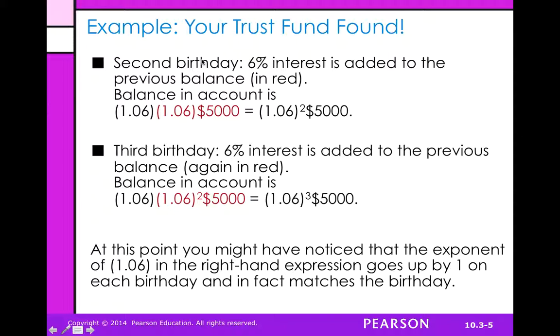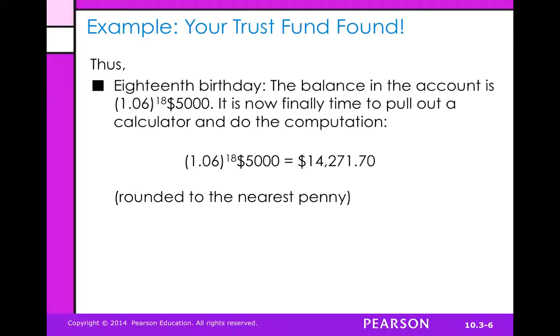Notice on your second birthday, you have 1.06 to the second. On your third birthday, you have 1.06 to the third. As it says down here, you might have noticed that the exponent of 1.06 goes up by 1 on each birthday, and in fact matches the birthday, and that is correct. So on your 18th birthday, the balance in the account is 1.06 to the 18th times $5,000, and you can just have a calculator verify this for you. 1.06 to the 18th times $5,000 is just over $14,000. So not bad.